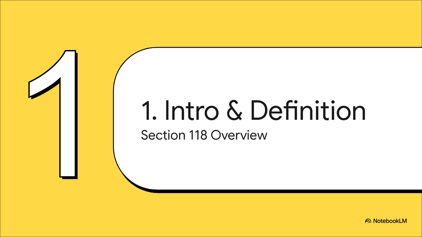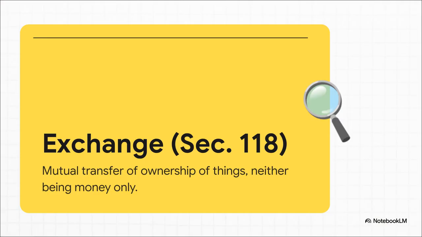All right, starting right off with Section 1, Introduction and Definition. Now, when you begin your answer in the exam hall, write your heading clearly and boldly. Please do not bury your points in long paragraphs. State clearly that exchange is one of the specific modes of transfer of property where ownership is transferred for a consideration other than money, governed by Section 118. Then, you write this precise statutory definition exactly as it is.